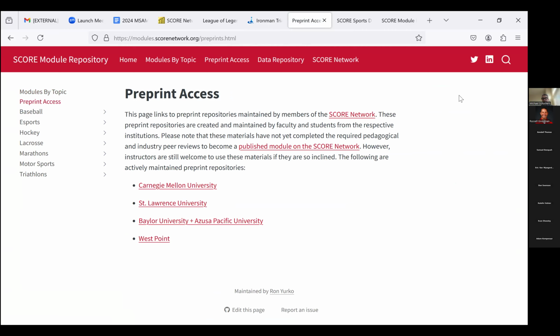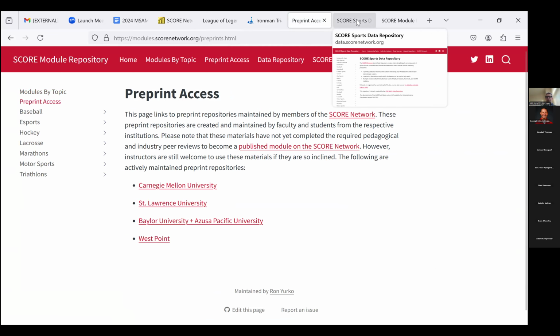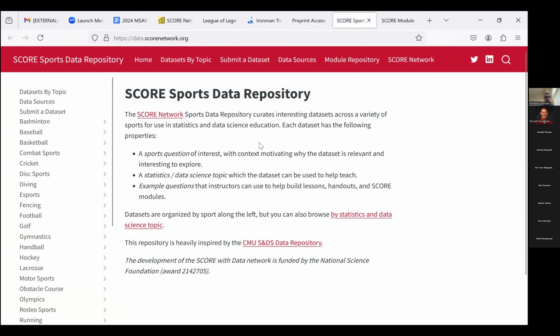We know as we are building this network, so we're in the second year of a 4-year grant, we want to try and get those materials out as quickly as possible. We've also got a data repository, which is larger. Our data repository is about 80 data sets right now. So we like to have every data set that's in a module also in the repository, but we've also got some other data sets that are not yet in modules in that repository.